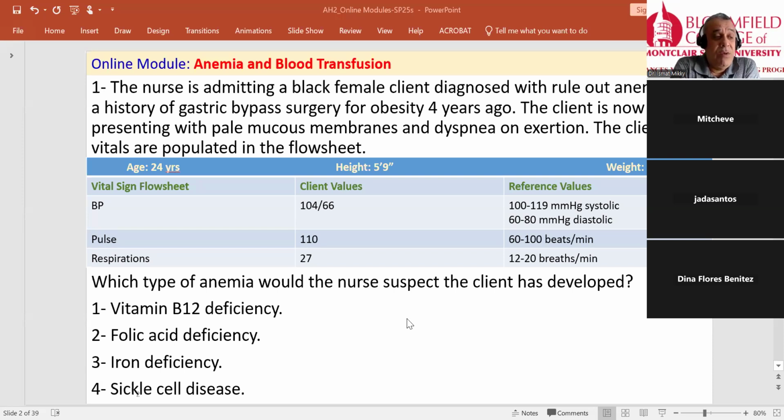So when we talk about anemia and blood transfusion, I would say the most important types of anemia, other than the sickle cell anemia, because that's a PEDS content already done in the other course, are iron deficiency anemia, folic acid deficiency, and vitamin B12 deficiency. The vitamin B12 deficiency is called megaloblastic anemia. Megaloblastic anemia, that's one type, is the vitamin B12 deficiency.